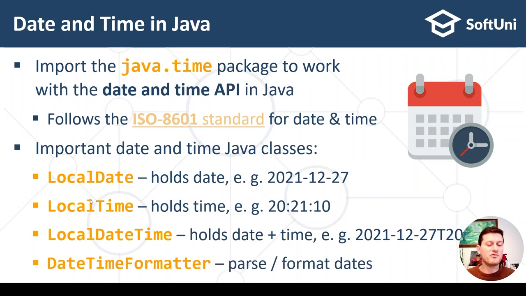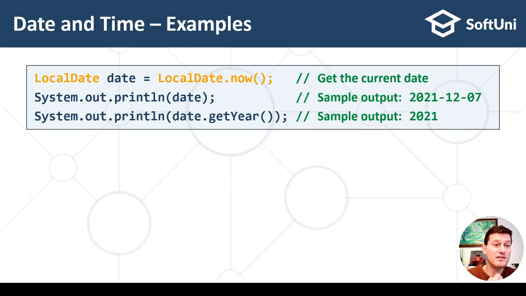Also, the DateTimeFormatter is used for parsing and formatting dates, and we have some other classes like ChronoUnit and others which provide calculations with dates. Let's go deeper. Date and time can be created like this. LocalDate.now prints the current date.